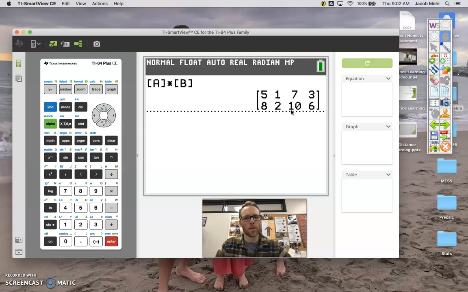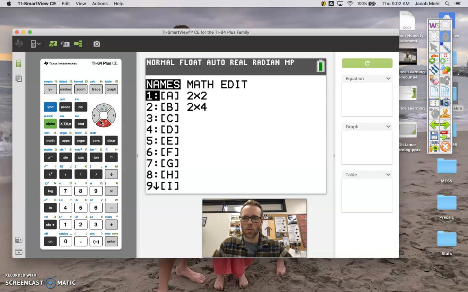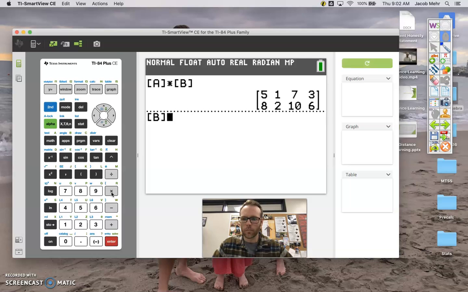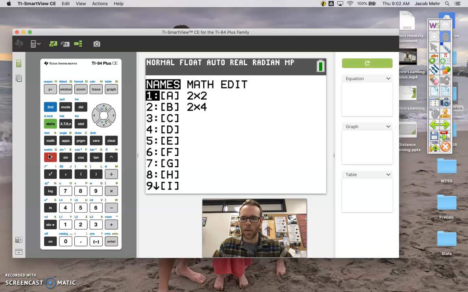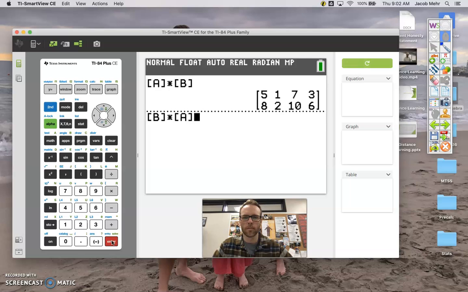There it is. Pretty simple. Now what if we wanted to take matrix B times matrix A? And we'll just go second matrix. We'll choose B times second matrix. We will choose A.